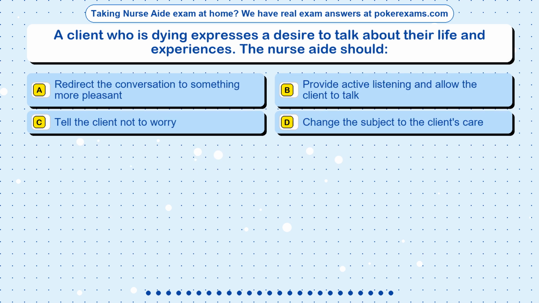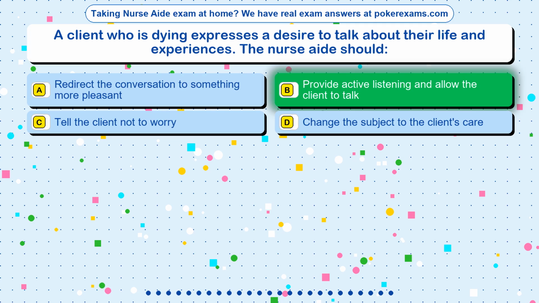Question 22. A client who is dying expresses a desire to talk about their life and experiences. The nurse aide should: Option A. Redirect the conversation to something more pleasant. Option B. Provide active listening and allow the client to talk. Option C. Tell the client not to worry. Option D. Change the subject to the client's care.